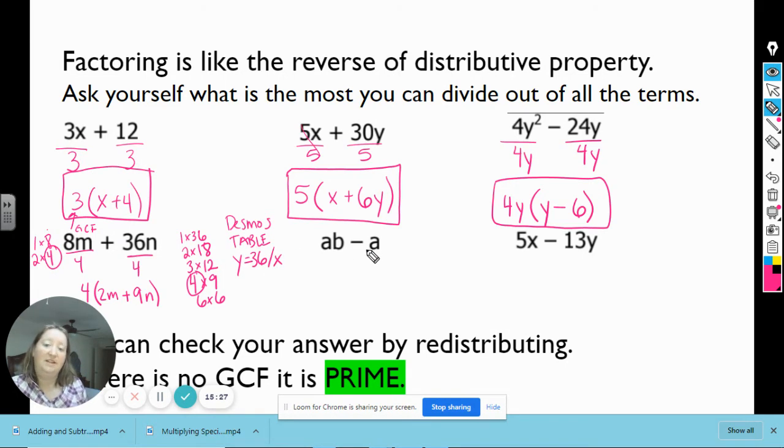But look at these. They both have ones. Well, you can't really divide out one, but they both have an A. So let's divide out an A.